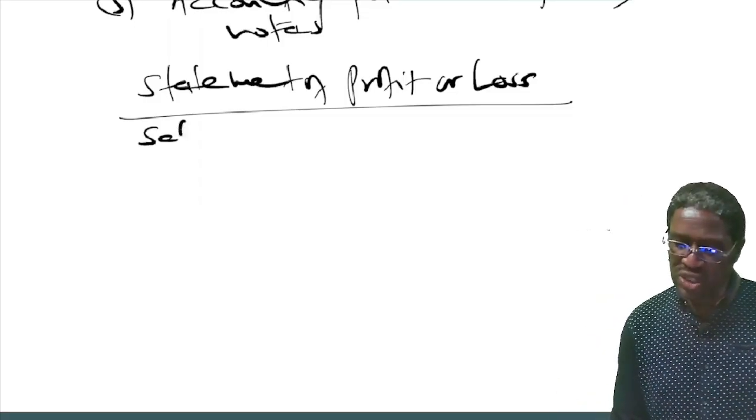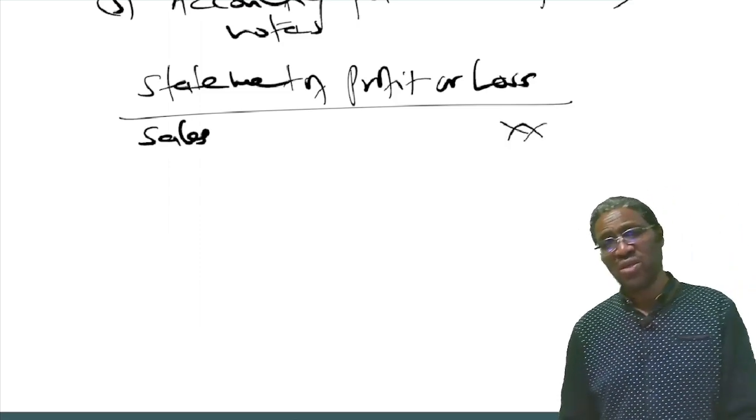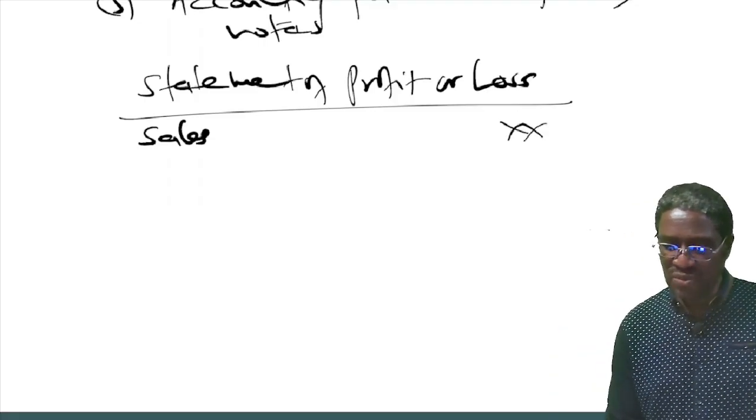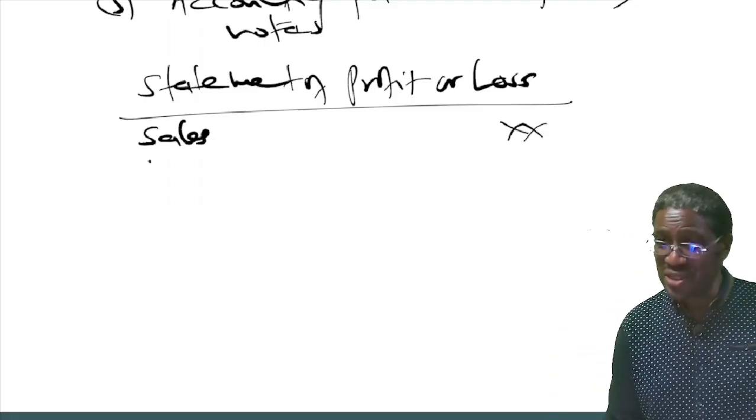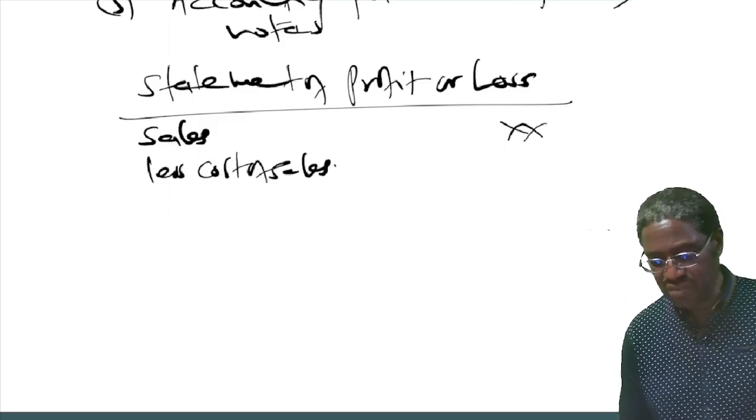Obviously, you used to start with the sales. You have to quote whatever the sales for the company were. Then from there, you normally come and say less cost of sales. Now listen.